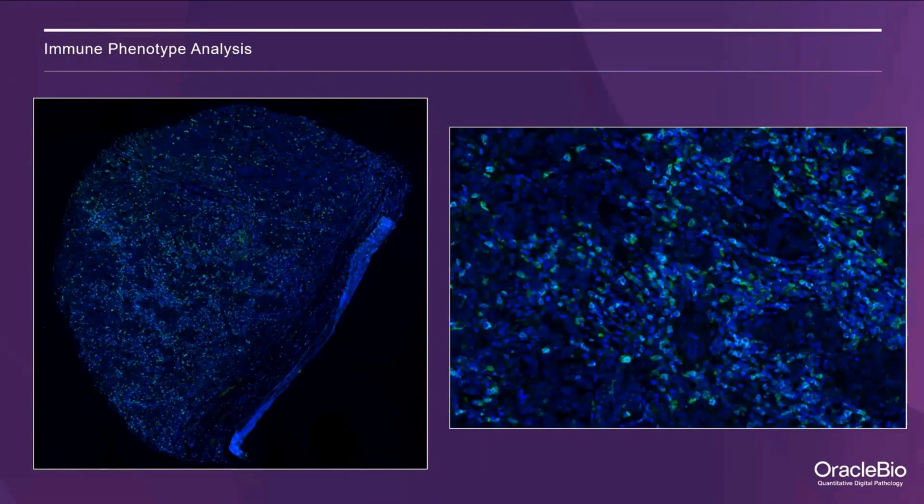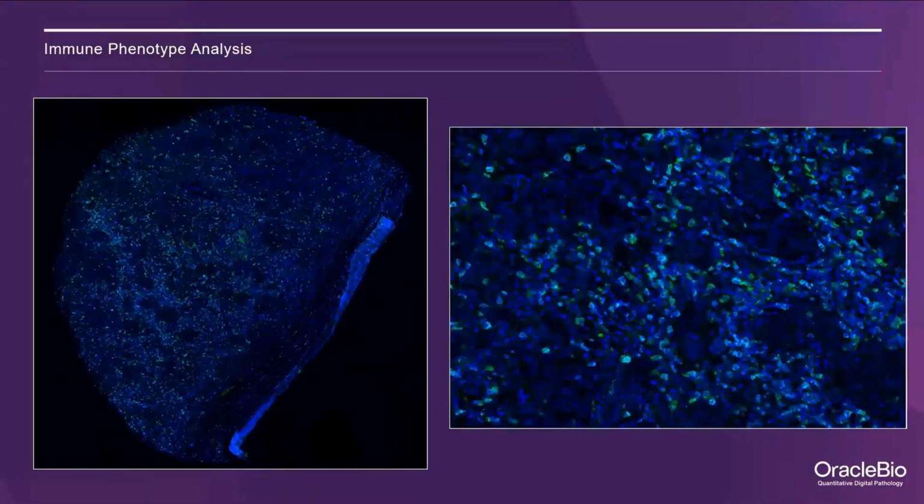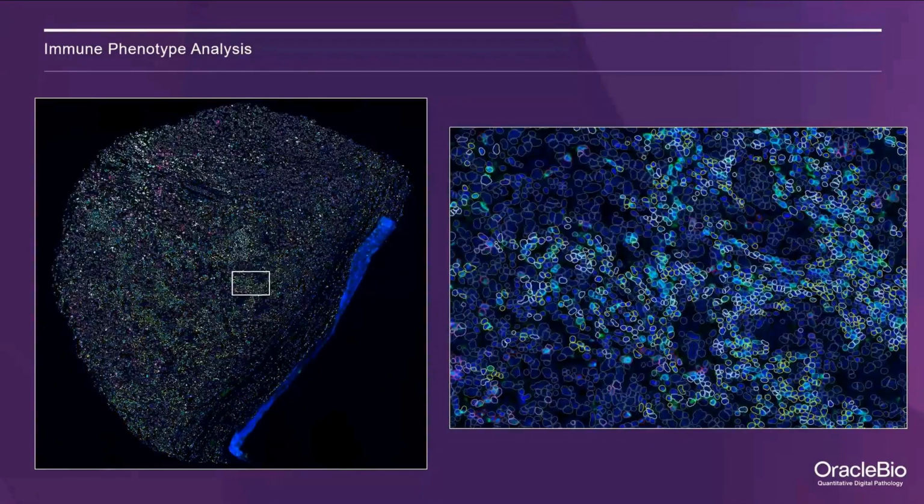So once we have established our thresholds in PhenoPlex, we now apply these to each core to generate the cell phenotypes. Here we have an example from the Immune Cell app detecting different immune phenotypes in the tumor and stroma ROI.